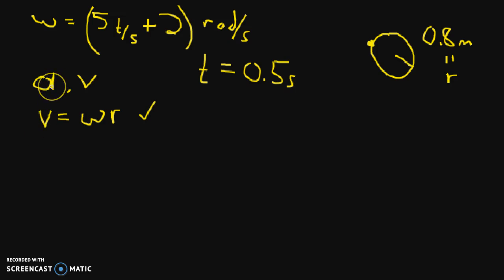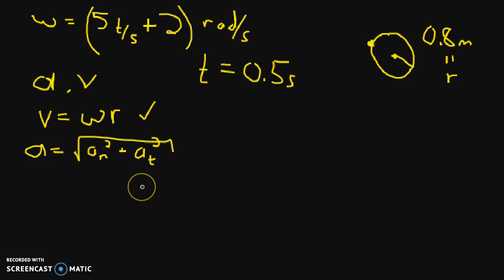Now acceleration is a little bit more difficult. This is pinned in the middle, so it's going around in a circle. Naturally you should be thinking of normal and tangential components. So I would say the overall acceleration is equal to the normal acceleration squared plus the tangential acceleration squared, and then square rooted. There we go. Then you need to know what these components are.